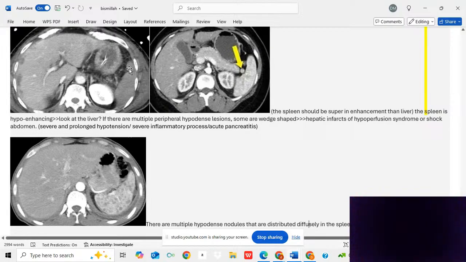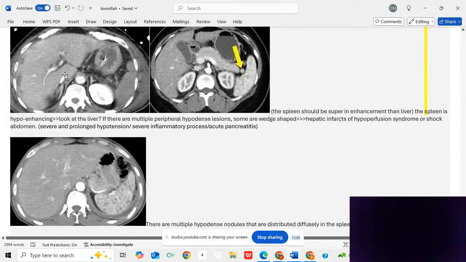So the reason of the hypo enhancing spleen and the peripherally located hypodense lesions in the liver is hypoperfusion. All of them hypo enhancing, hypodense. So it is most likely to be hypoperfusion syndrome or shock abdomen. Okay, here's a characteristic sign of hypoperfusion syndrome or shock abdomen.